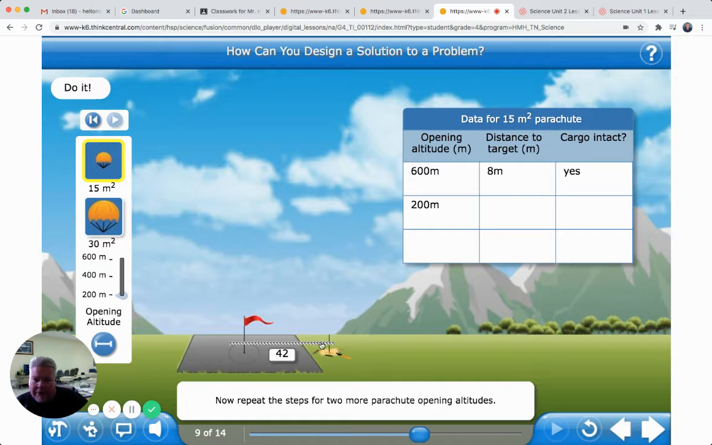This isn't working right. About to get it, I think. 36 meters. That was far away. Is it intact? No. It's busted. All right, let's try the middle one. Let's go to 400 meters. Got to reset it, don't we? 400 meters. The small parachute.